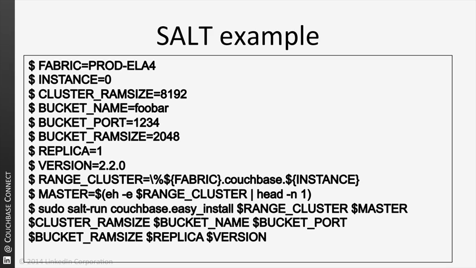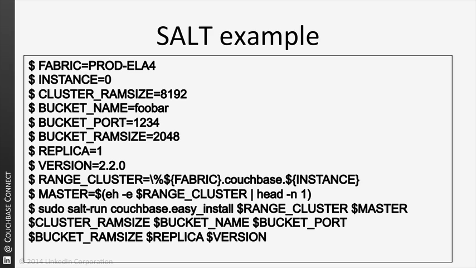So I want to give an example of how we create a cluster. I'm not going to do this as a demo, but imagine this as a demo. So imagine this is my shell. I go and set a whole lot of environmental variables. I'm going to create a cluster in production, ELA4, which is one of our data centers. The instance number is 0.